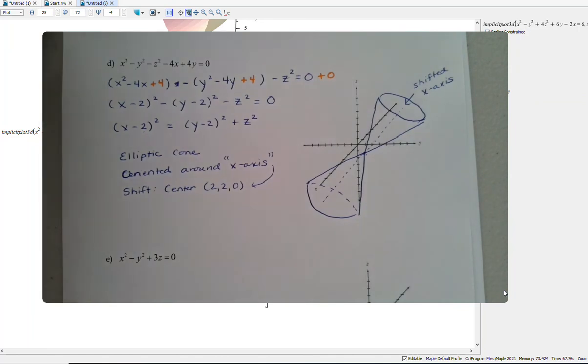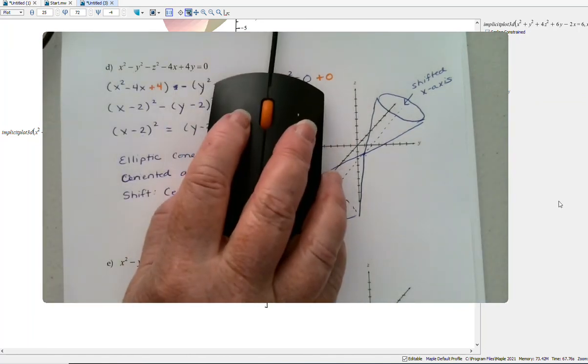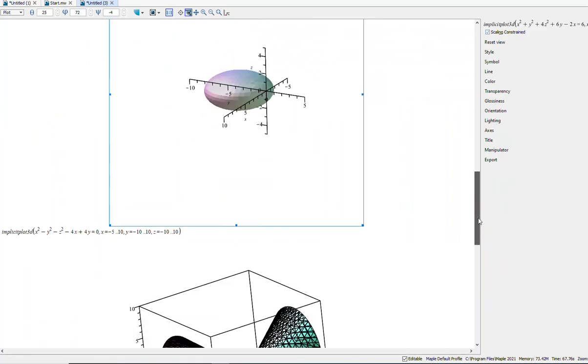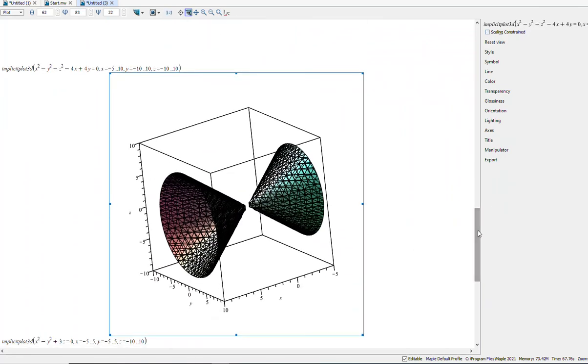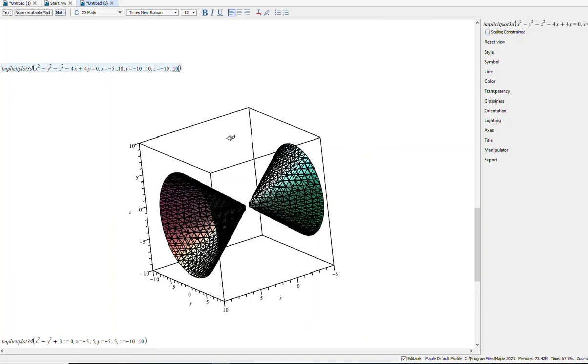All right, let's take a look at that one on Maple. It's down here. You can see that indeed I've got sort of that double cone. We'll talk about that gap in there in just a minute. Again, I've played around a little bit with the windows just to kind of make it look good. And I'm going to do one thing here.